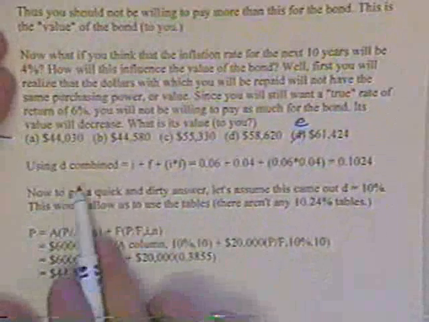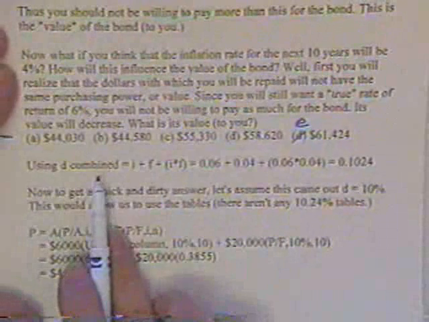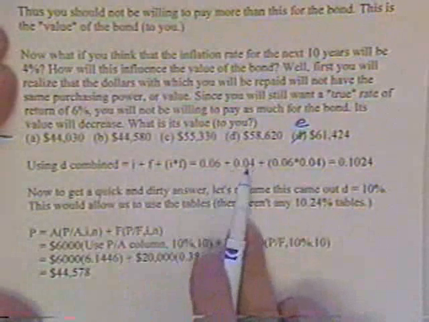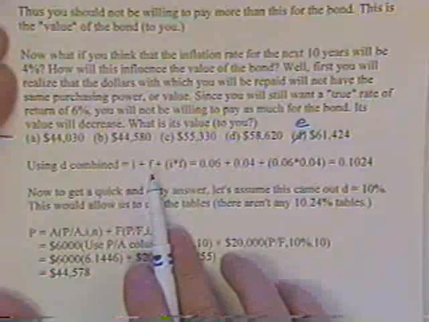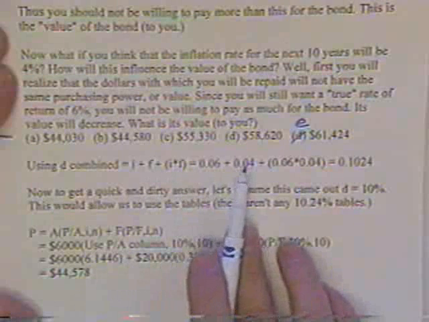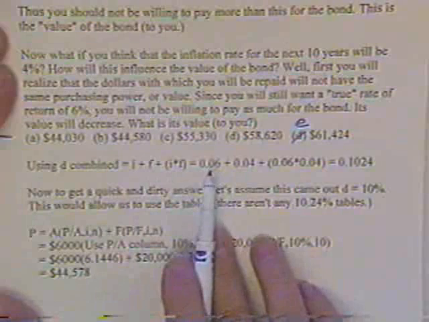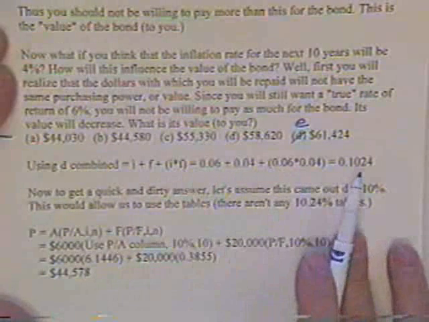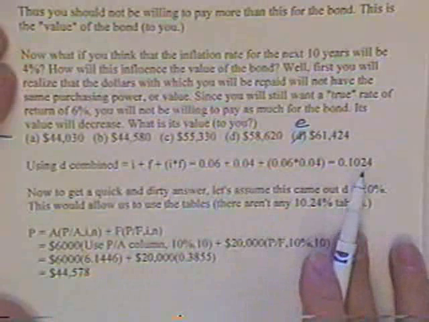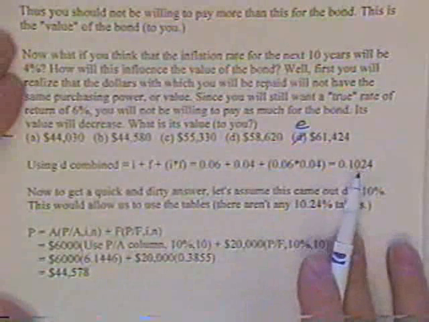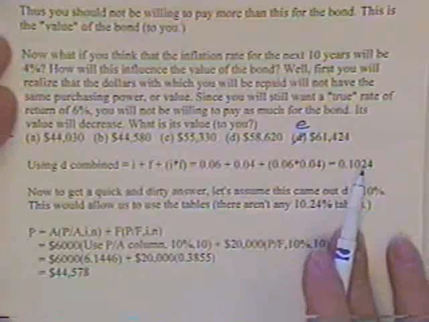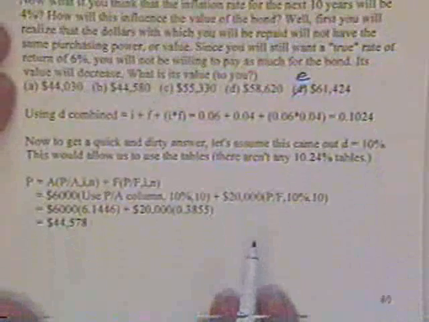All right. What I would use is a combined rate. I'd say I really want 6%, and the inflation rate is 4%. And there's going to be inflation on the interest to boot. So I add another term, I times F. And that means that the true value of that bond must be computed on the combined interest rate, 10.24%.